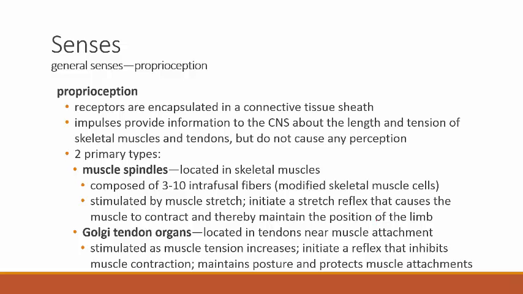A second kind of proprioceptor is the Golgi tendon organ, and these are located in tendons near where the muscles attach to the tendons. And these Golgi tendon organs are stimulated as muscle tension increases, and as that muscle tension increases, it initiates a reflex that causes inhibition of muscle contraction. And so again, this is all about maintaining the position of limbs and maintaining posture in the body. And it can also protect those tendons from being overstretched and damaged. So it protects how the muscle attaches back to the bone.